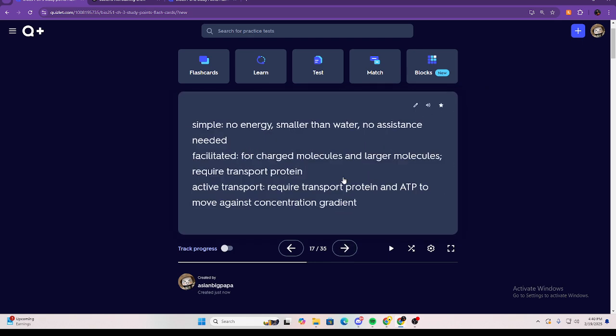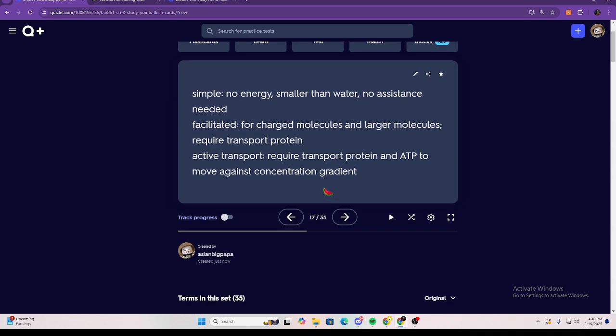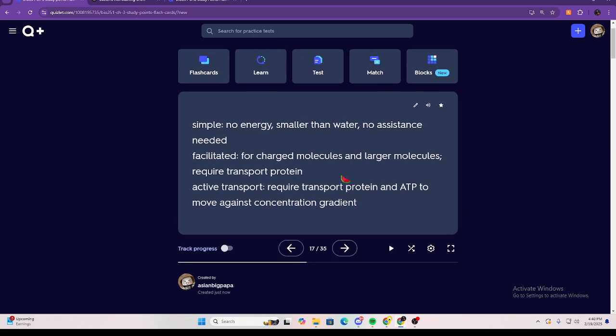And simple diffusion is basically where a molecule that has no energy, smaller than water, can go through the membrane without any assistance. Facilitated diffusion is for charged molecules and larger molecules, but only requires a transport protein. And then active transport is where it needs a transport protein and energy, aka ATP, to move against the concentration gradient into the cell.